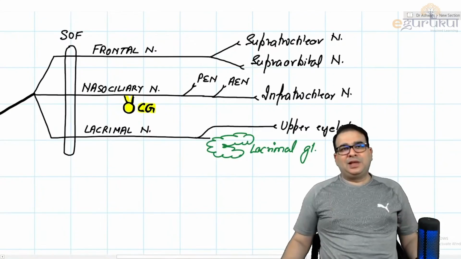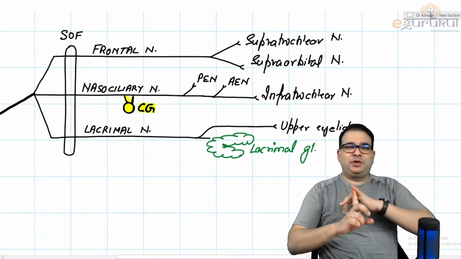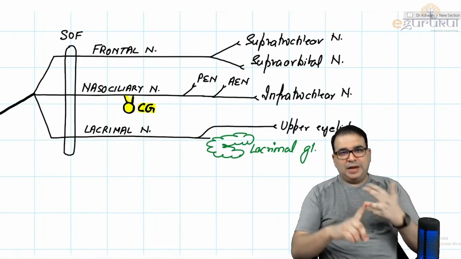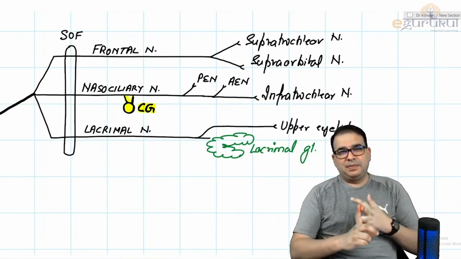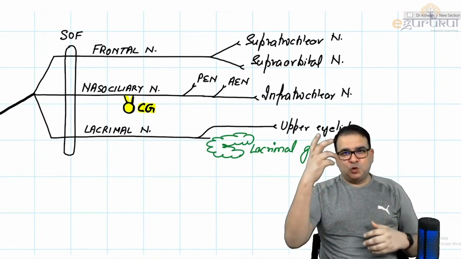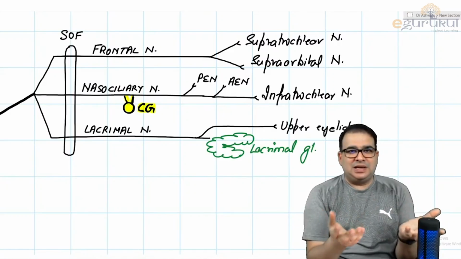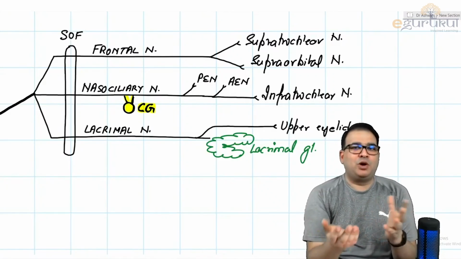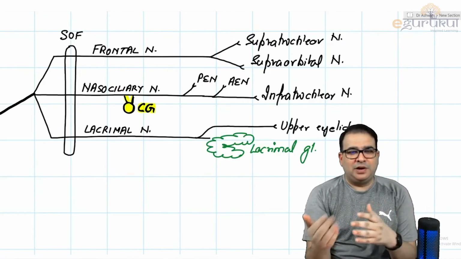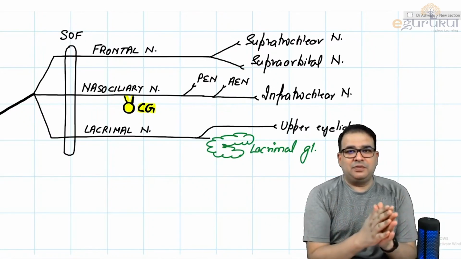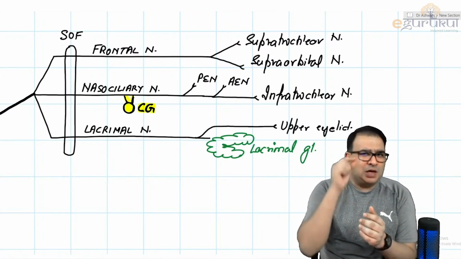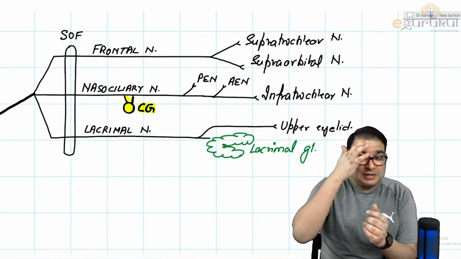This is what the ophthalmic nerve is doing. Ophthalmic nerve is giving off three branches: the frontal, the nasociliary, the lacrimal. Frontal nerve divides into supratrochlear and supraorbital. Nasociliary nerve is connected to the ciliary ganglion, then it gives off posterior ethmoidal and anterior ethmoidal. Infratrochlear nerve is the continuation. And lacrimal nerve, after supplying the lacrimal gland, also gives off a branch which ultimately comes out and supplies the skin here.